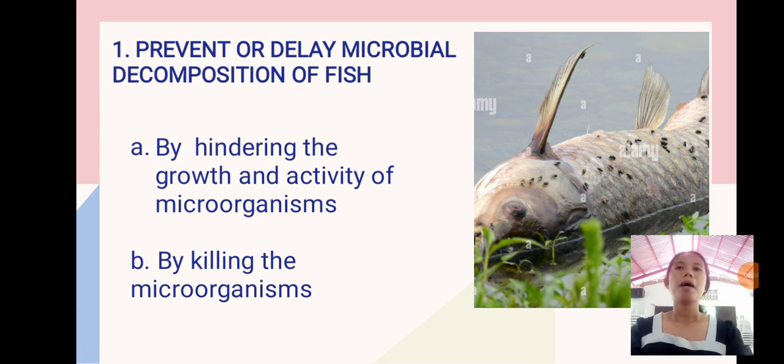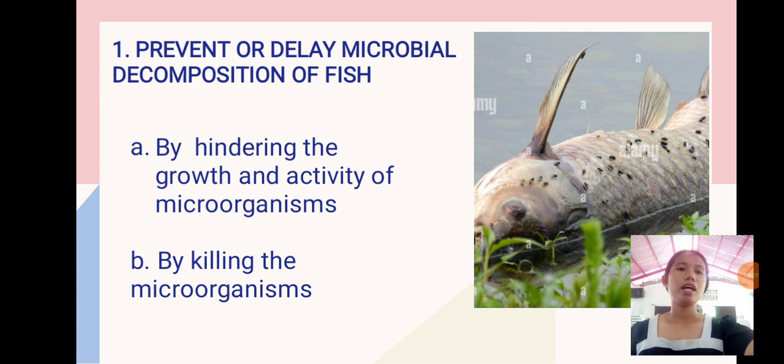So next is by killing the microorganisms. So paano ba natin makikill ang mga microorganisms? So just like sa pinakauna, mao po siya ang method on how to preserve food, pero kani applicable pud siya sa fish, di ba? So by killing the microorganisms, of course musulod na po diri ang canning, di ba? Like i-process sila para canning, para ng canned goods, di ba? And then next is hot smoking or pasuhan. So mao na pinakauna, prevent or delay microbial decomposition of fish, by hindering the growth and activity of microorganisms and by killing the microorganisms.